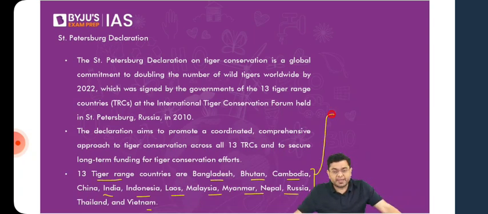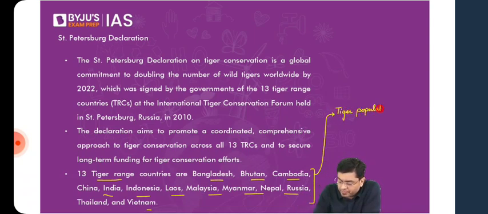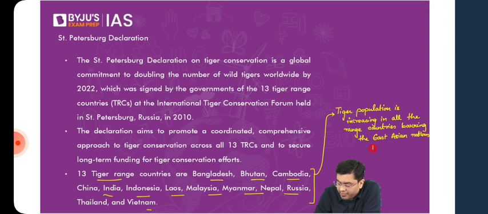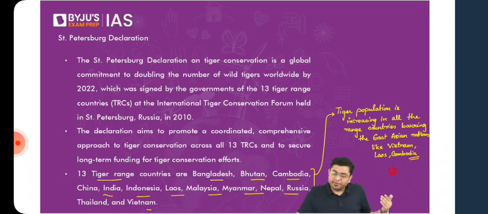So the tiger population is increasing in all the range countries barring the East Asian nations like Vietnam, Laos, Cambodia. Okay, so that is where it is decreasing. Otherwise, even in China, there has been an increase. Even in the case of Russia, there has been an increase, but the most substantial increase has happened in India.